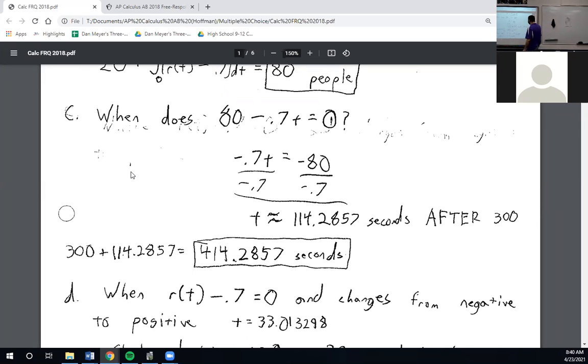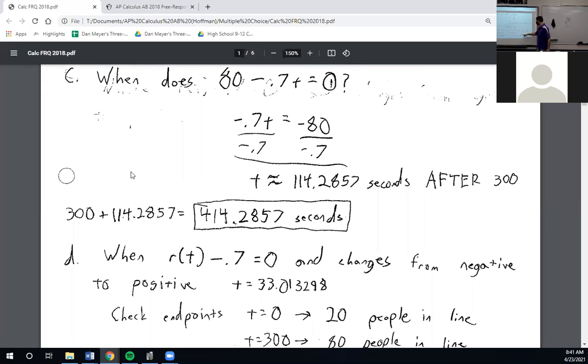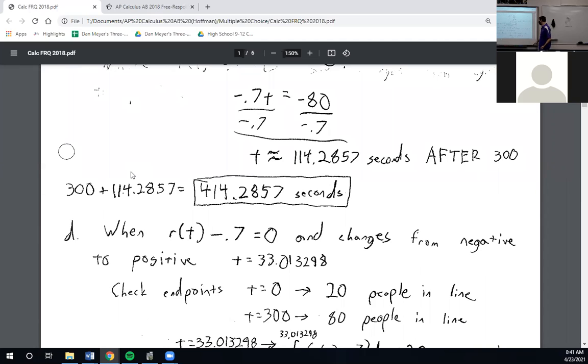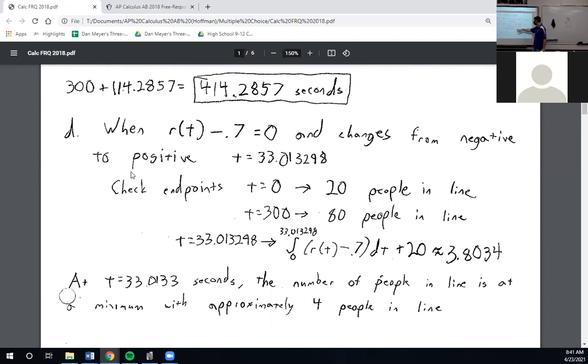And luckily, we already know the endpoints. At t equals 0, there's 20 people in line. We were given that. And at t equals 300, there were 80 people in line. We found that in part B. And at t equals 33.013258, let's plug that in. And we get out 3.8034, which is smaller than 20. So there's where our minimum is.